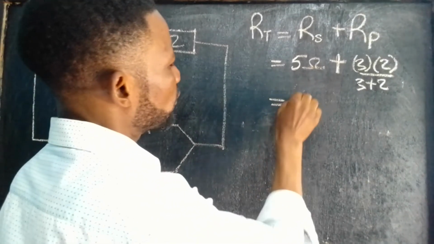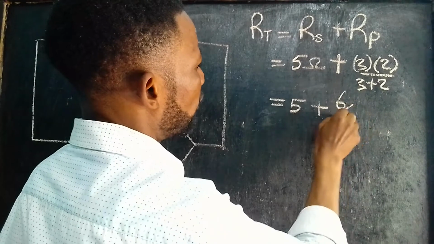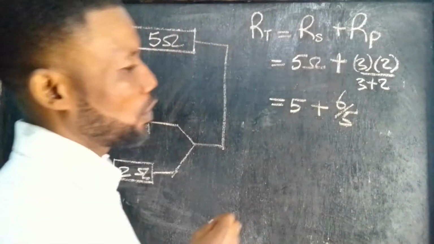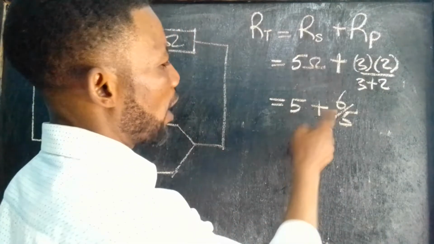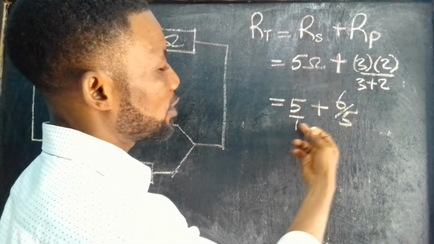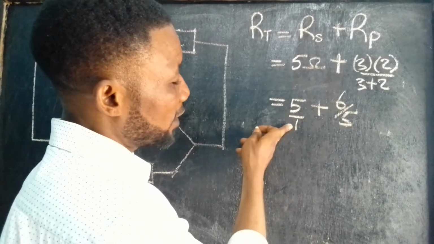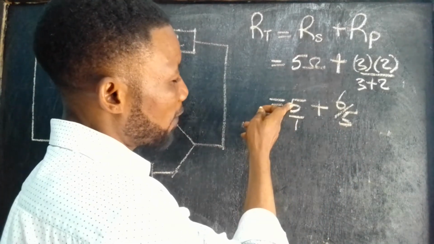Now this is going to give us 5 plus 6 on 5. In my own way, this is on 1. To do it without a calculator, you make sure that the denominators are the same. For that to happen, you multiply this by 5 and multiply this also by 5.